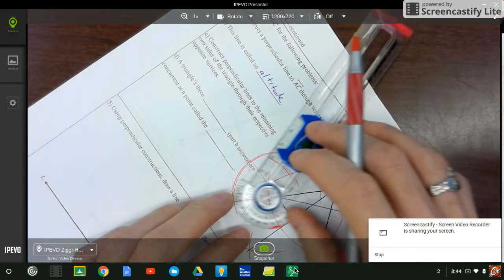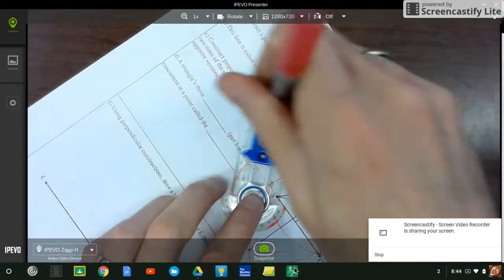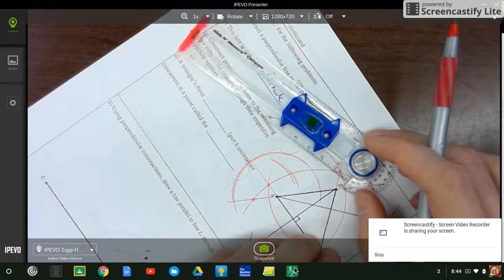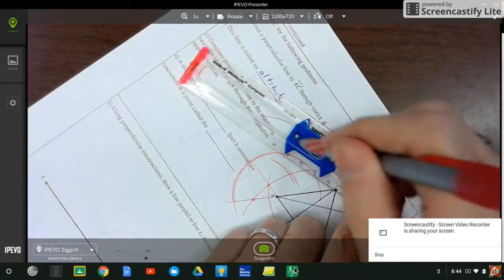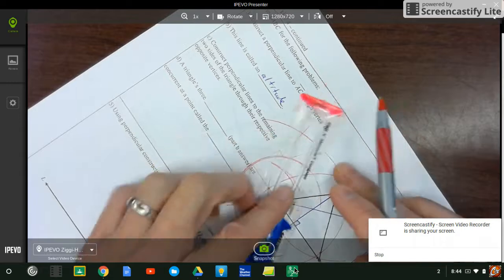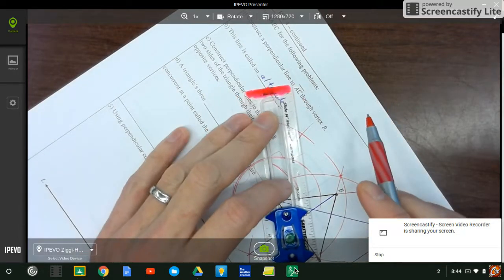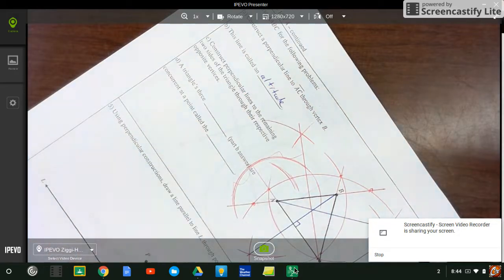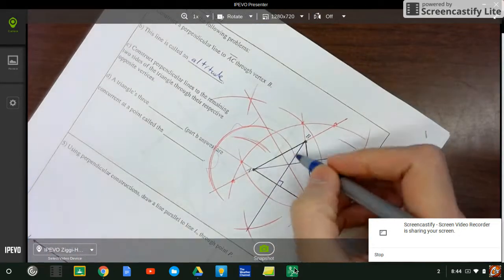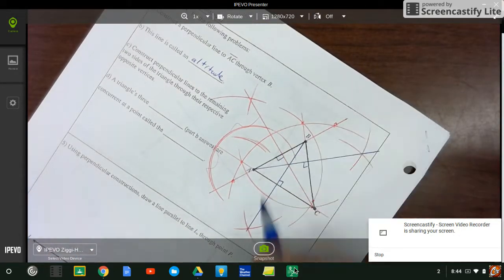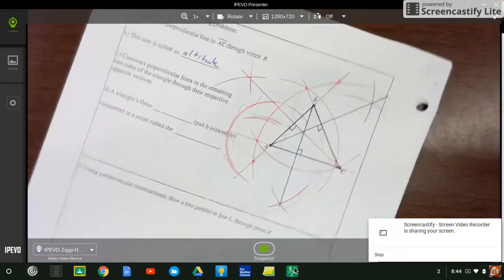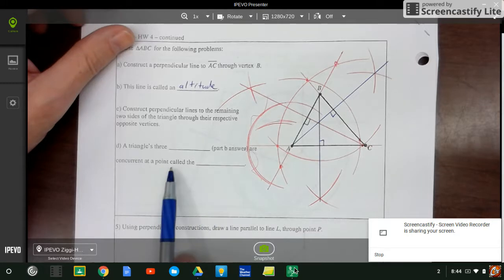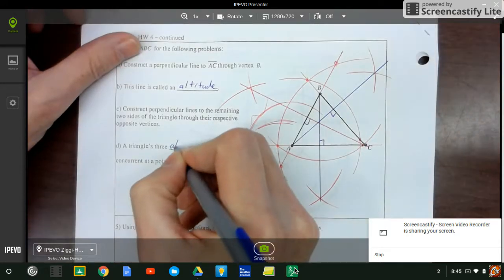Uh-oh, they didn't connect. Let me get my longer one. Over here and over here. There we go. As long as those two are the same from the endpoints, you're fine. There we go. So now we've got all three altitudes together, okay?